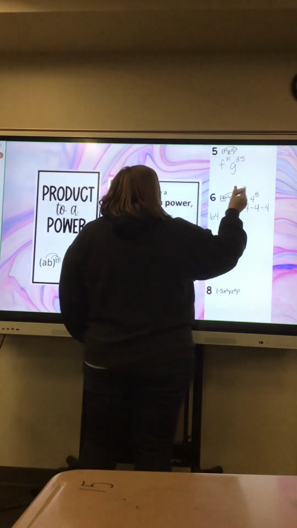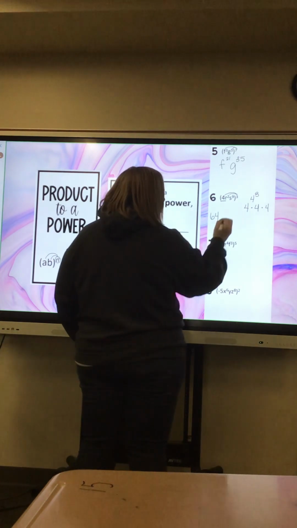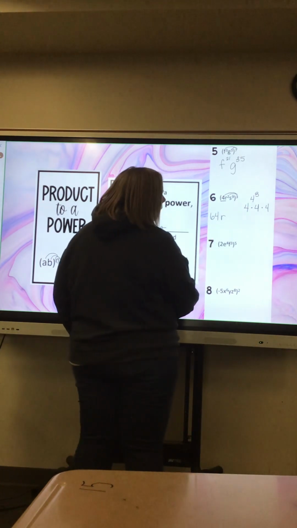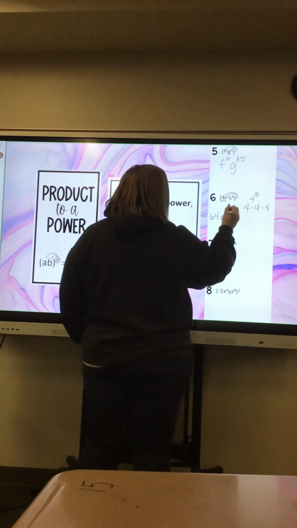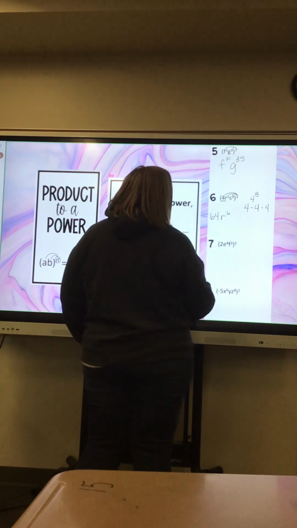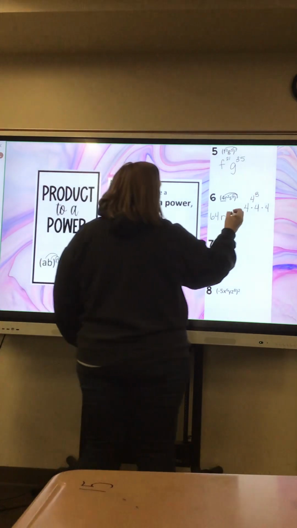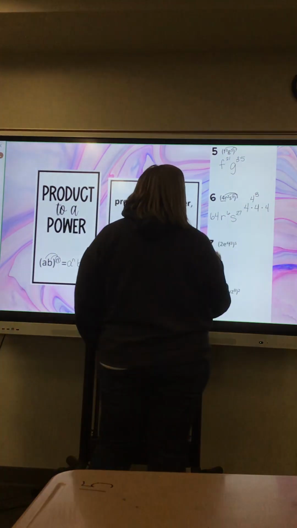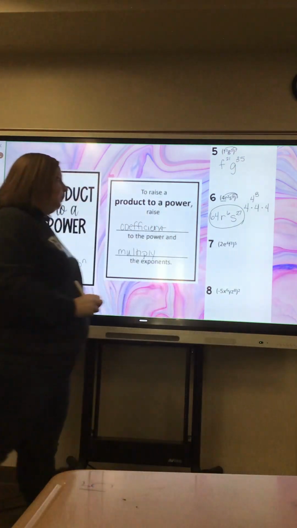Now I'm going to keep going, and I'm going to give the 3 to the r squared. So my base comes down, and I multiply my exponents. So 2 times 3 is 6. And then my 3 to the s to the 9. Bring down the s, and 9 times 3 is 27. So that would be my solution.